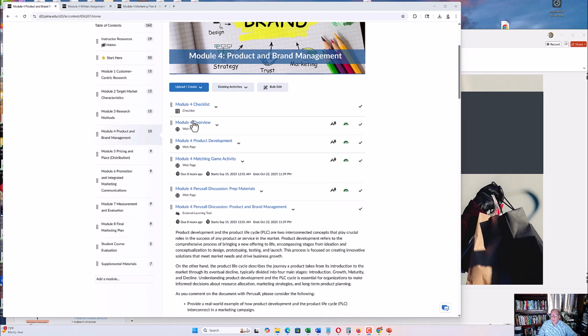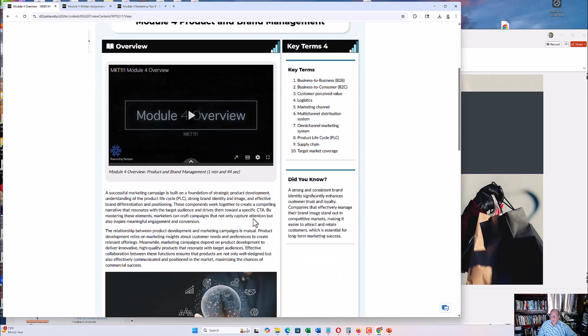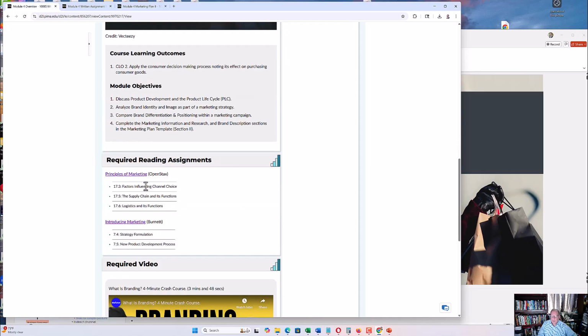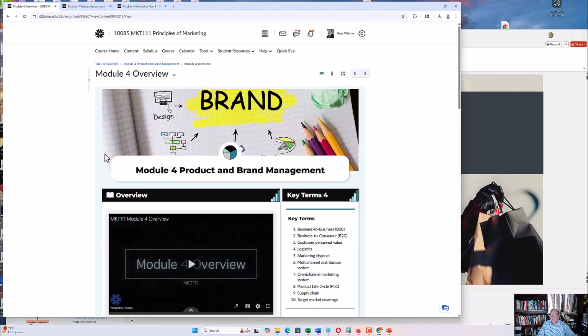Module 4, we get to take a look at our overview, and in this you're going to see that we get to dive deep into what channels we are going to market through and distribute through. So we're going to explore not only supply chains, but also what distribution channels we are going to sell through. There's a little bit of an overlap between those two concepts, so we're going to try to make the distinction between distribution channels and also marketing channels. So let's take a look at what those two differentiations actually are.